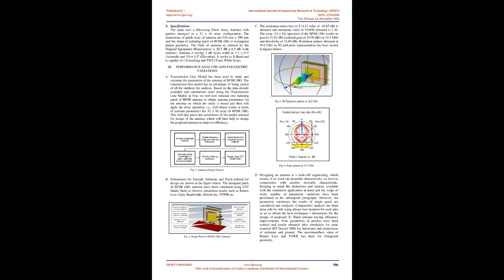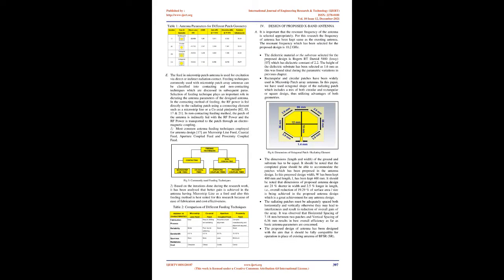Dimensions for the ground, substrate, and patch utilized for the design are shown in the figure below. The designed patch of the BFSR, SR antenna has been simulated using CST Studio Suite to observe simulation results such as return loss, gain, bandwidth, directivity, VSWR, etc. The minimum return loss, or S1,1, value of -16.65 dB is obtained and the minimum value of VSWR obtained is 1.36.